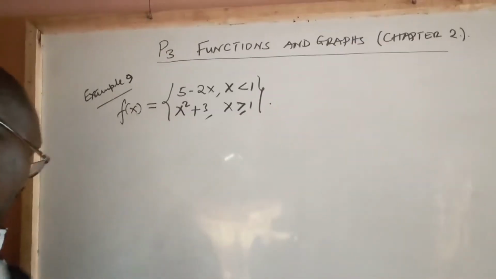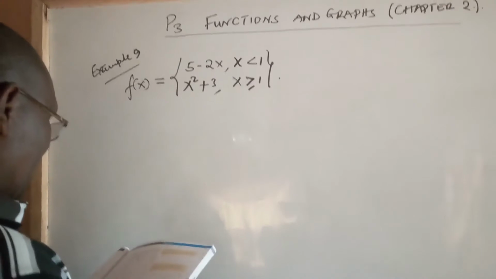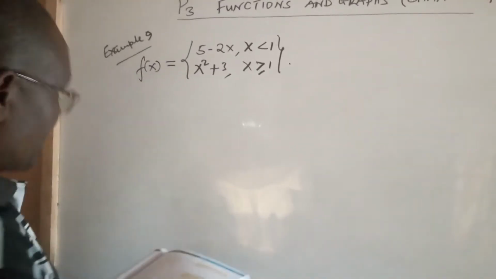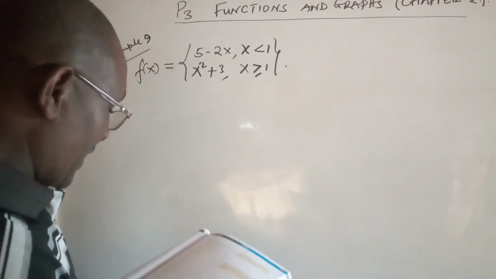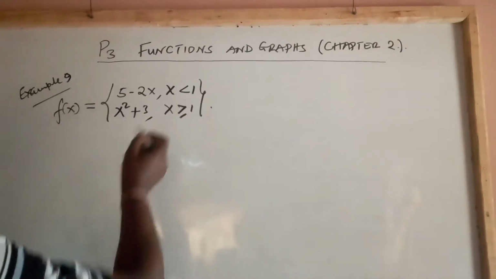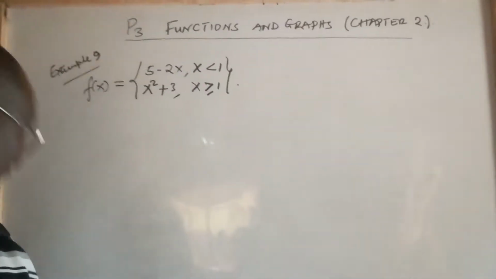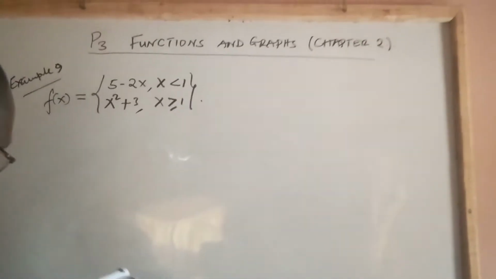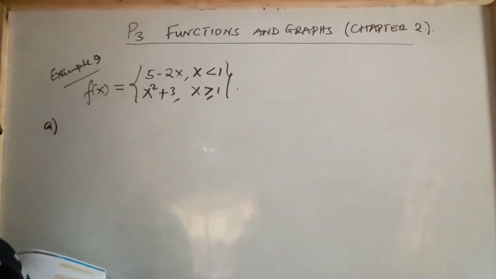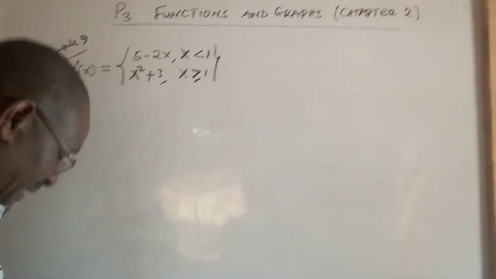This is an example of a piecewise defined function. A piecewise defined function is a function defined by more than one equation. And you can see here we have two equations, one linear and one quadratic. So the first part of the question is: sketch y equals f(x) and state the range of f(x).